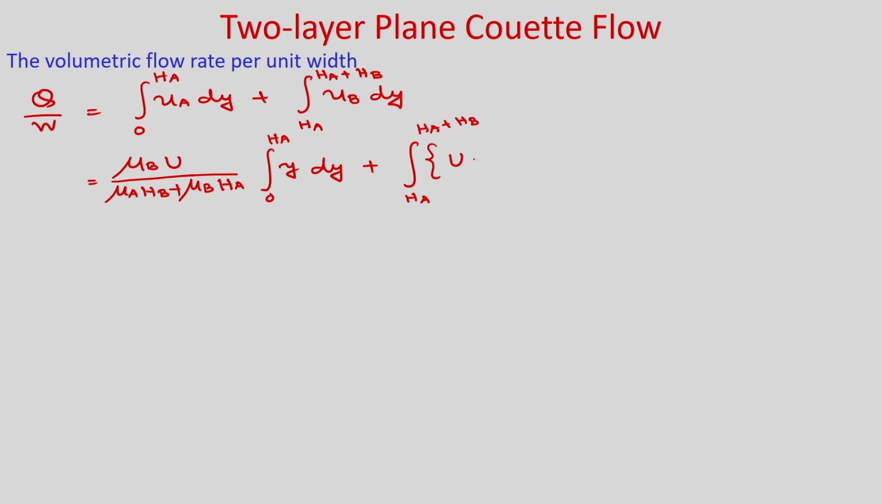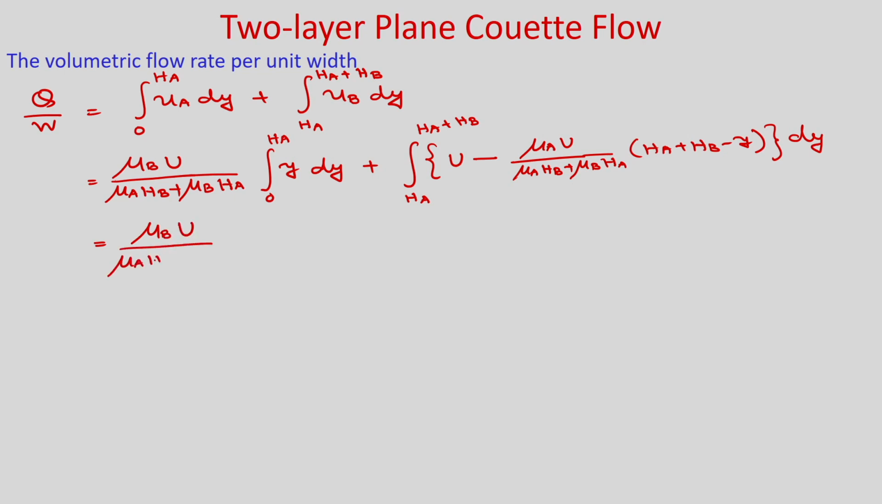and this expression will be U minus mu a U divided by mu a Hb plus mu b Ha, times (Ha plus Hb minus y) dy. Okay. So, now if you integrate it, it will be y square by 2, and if you put the limits, then it will be Ha square by 2. So, you can see it will be mu b U divided by mu a Hb plus mu b Ha, times Ha square by 2.